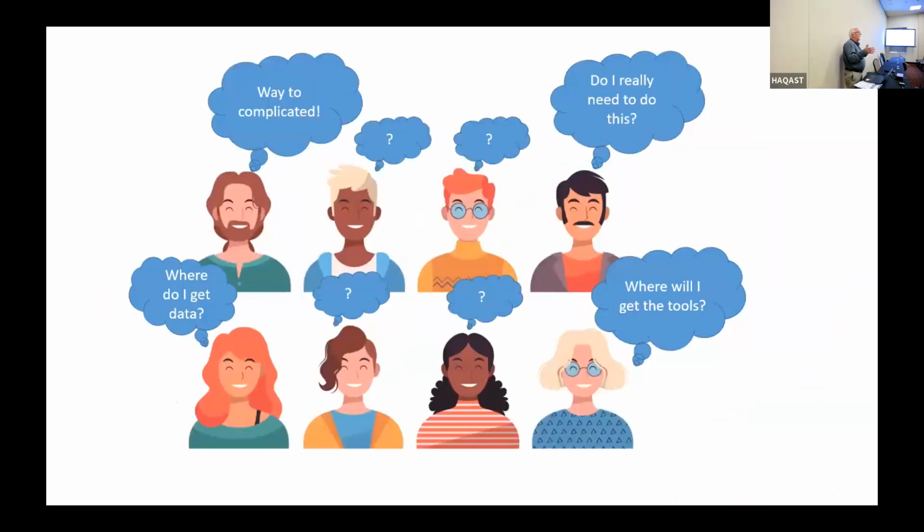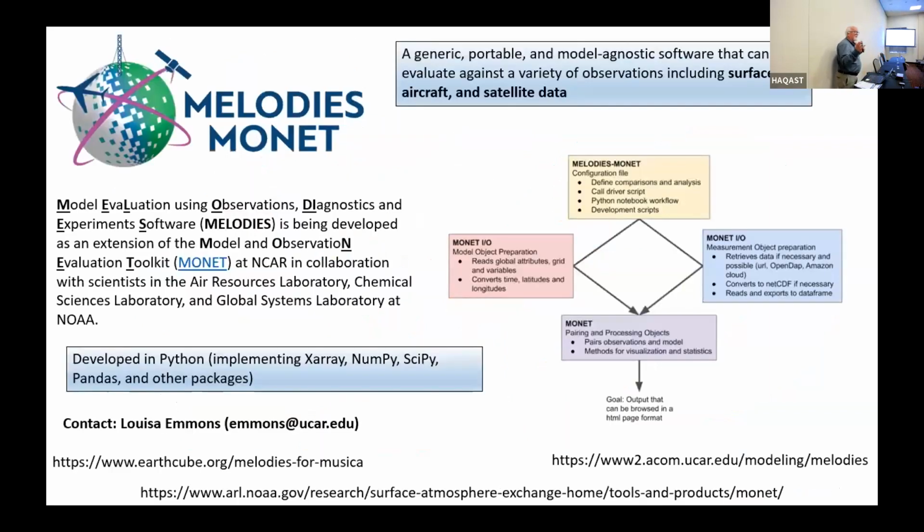So, lots of technical detail, way too complicated for most of the people in this room. Do I really need to do this? Where do I get the data? Where will I get the tools to do these comparisons? And that's my last slide.